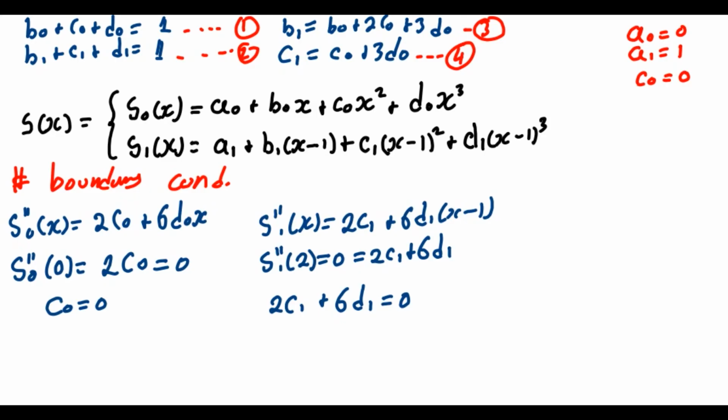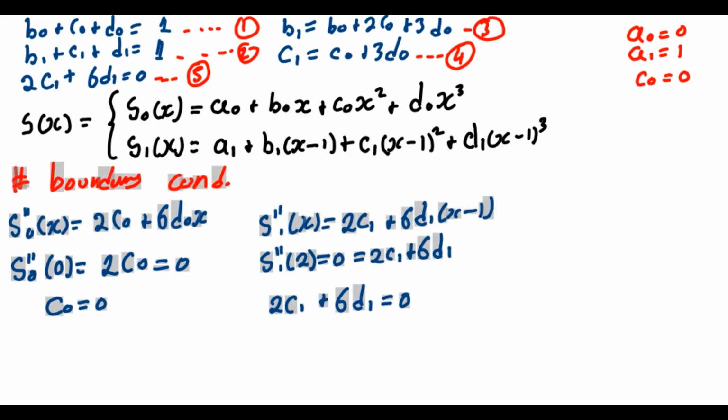Then allow me to name this as equation 5. So it's 2c sub 1 plus 6d sub 1 is equal to 0. We say this is equation 5. So we have 5 equations there. So do we have everything that we need to solve what we are looking for? Perhaps we do.